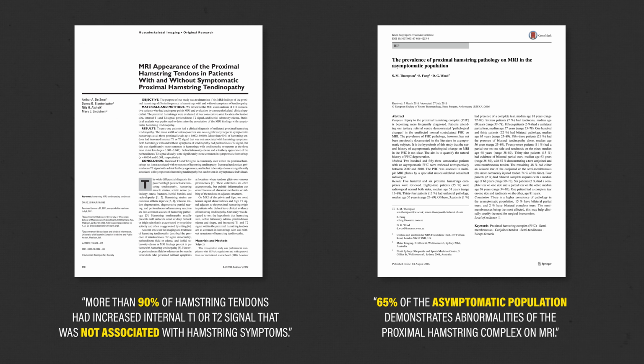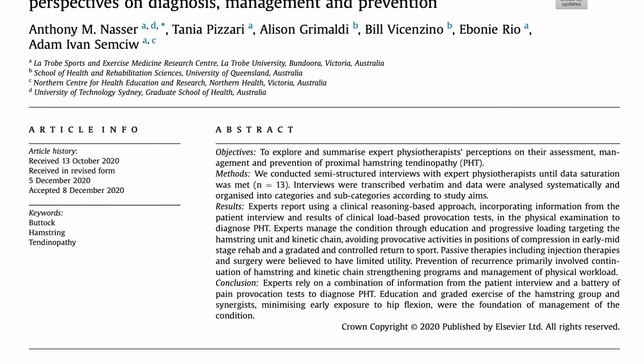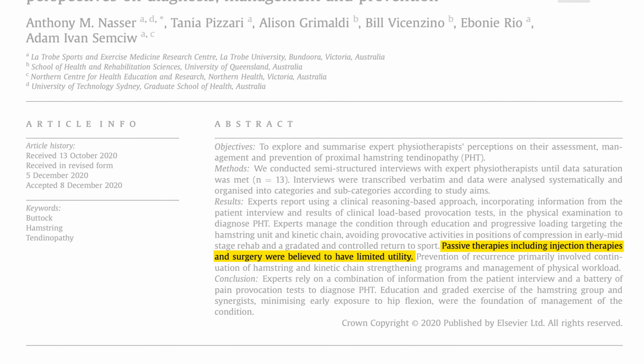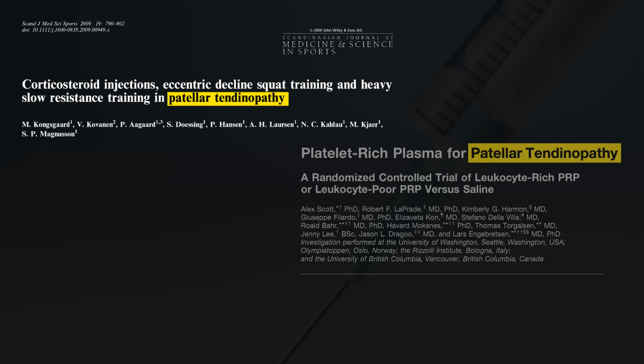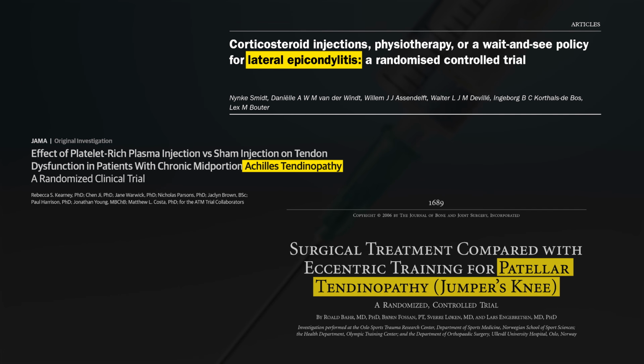Also, it is worth noting that since hamstring tendon pathology is common in people without pain, imaging is usually not necessary for this condition. In terms of management, Nasser et al. in 2021 found that injection therapies and surgery were believed to have limited utility. This lines up with other tendinopathy research, as they also have similar recommendations against these treatments.